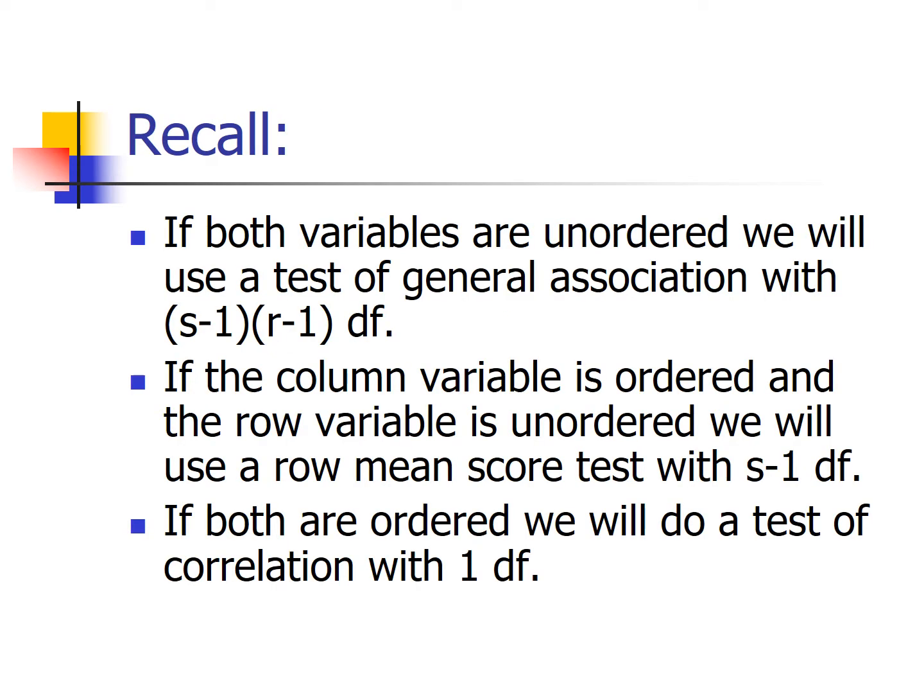So remember, if both variables are unordered, we're going to use a test of general association. Even if we have a bunch of these tables, our overall aggregated test statistic will have S minus 1 times R minus 1 degrees of freedom. If the column variable is ordered but the rows are unordered, we'll use a row mean score test. Again, even a collection of those still has just S minus 1 degrees of freedom. And if both variables are ordered, then we're going to do a test of correlation with 1 degree of freedom. We've done all this before. Check, check, check.